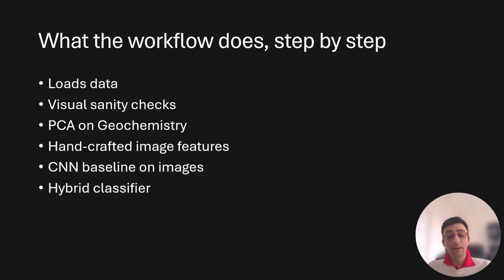Then we go to the CNN baseline on images. A tiny Keras CNN actually learns edges and textures, and gives you a train and validation accuracy curve. And finally, a hybrid classifier that merges chemistry and image features and trains a random forest. The output is a classification report, a confusion matrix, and the top feature importances.